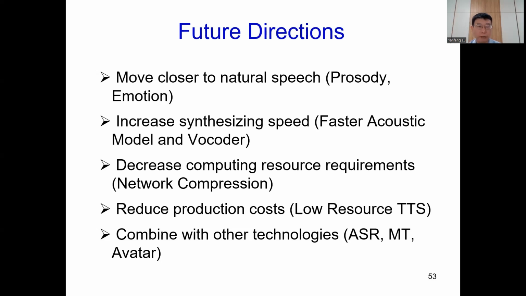And finally, last but not least, the direction is to combine TTS technologies with other technologies, such as automatic speech recognition, machine translation, and even avatars. So let's look at some concrete examples of all these directions.